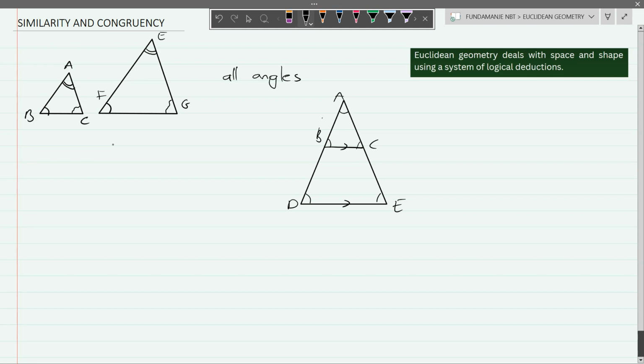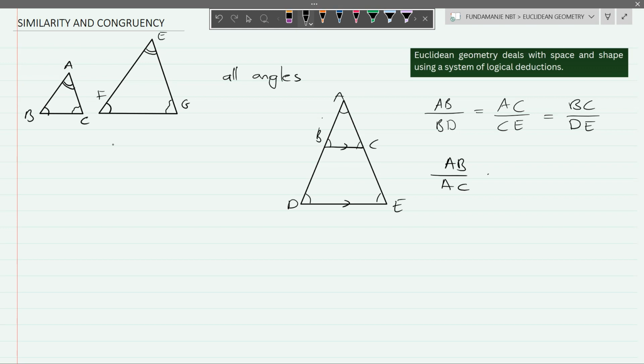So if they're similar, it means that we can adapt these rules. AB over BD is equal to AC over CE. Right? Which is also equal to BC over DE because they are proportional. Their sides are proportional, therefore we can equate them this way. We could also say that AB over AC is equal to AD over AE.